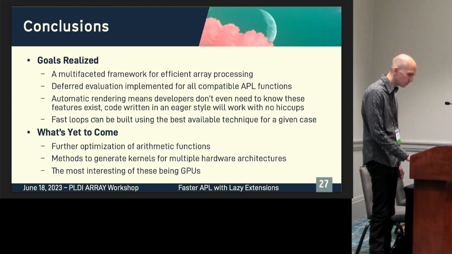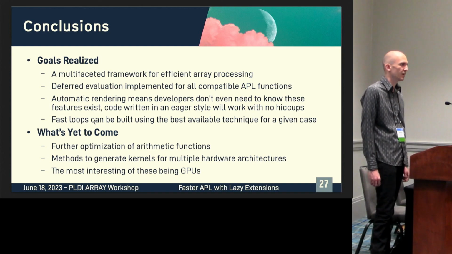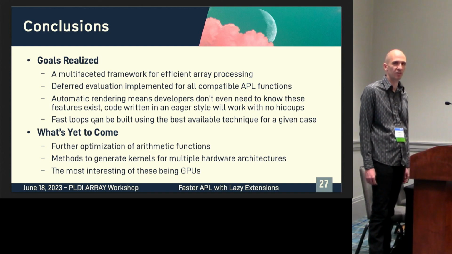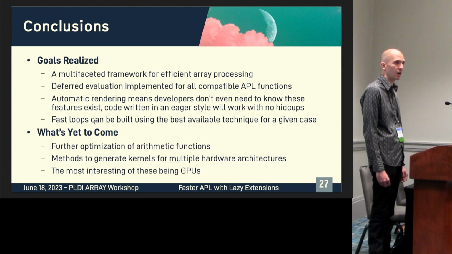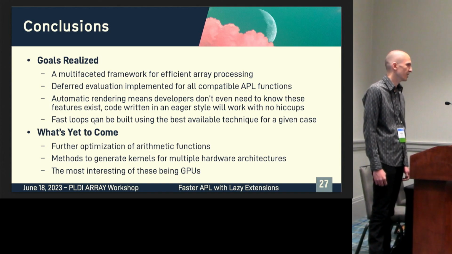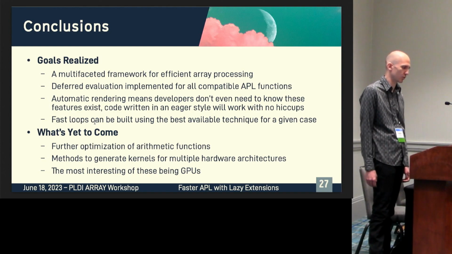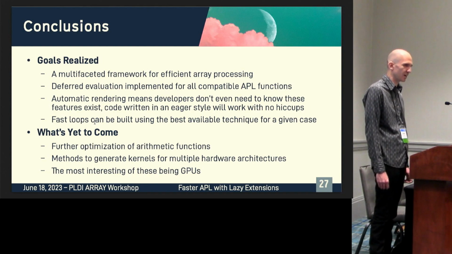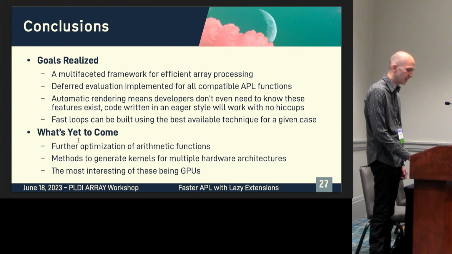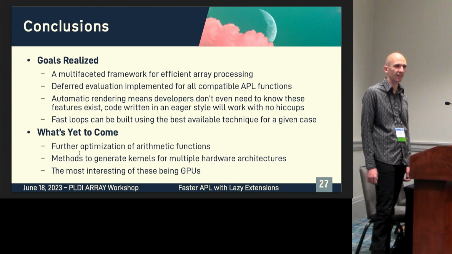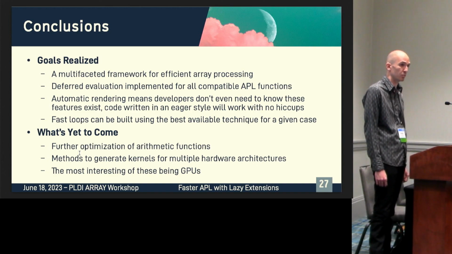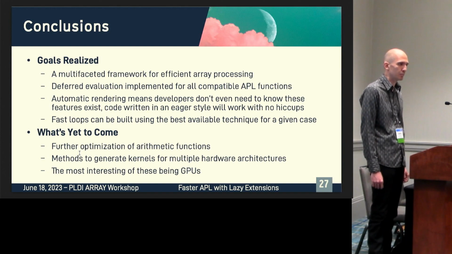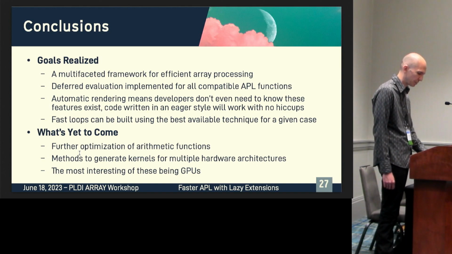Then what's yet to come is that there's still obviously quite a bit of optimization left to be done. I've really just scratched the surface. Among other things, I'll be optimizing arithmetic. There have been lots of arithmetic optimizations in array processing, so that wasn't my priority. My priority was getting some of the reshaping stuff done. And then having generated x86 assembly kernels, the logical next step is to expand to other architectures. The most interesting of these being GPUs, because that opens the way to machine learning applications.